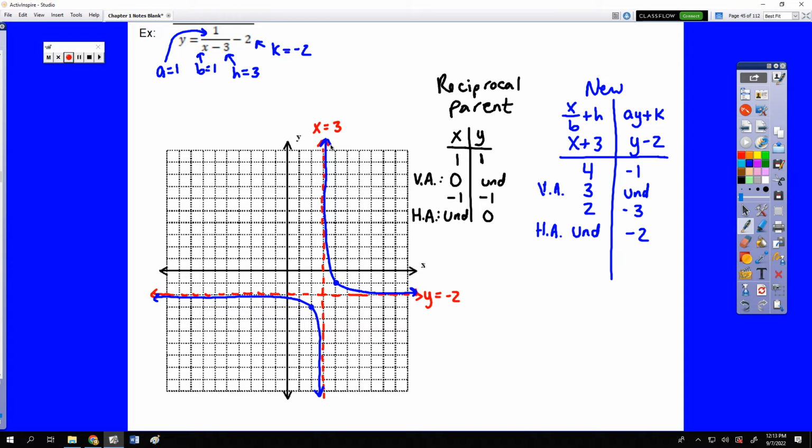Now we're going to do a bunch more. They're going to be a little bit quicker, very quick. The idea here is the same no matter what we do. We recognize the parent function, and we get the parent function table, and then we grab A, B, H, and K, and alter the table using transformations to create a table for our new function. So here we go.